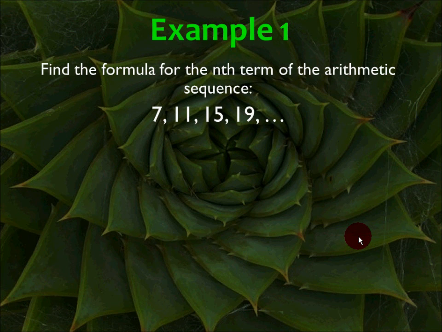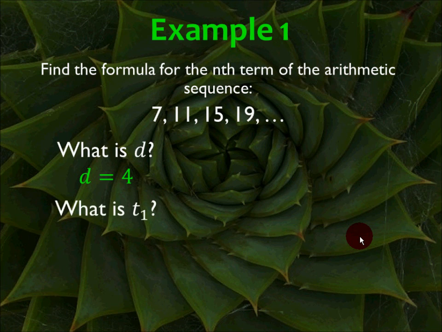Let's take a look at example 1. Find the formula for the nth term of the arithmetic sequence 7, 11, 15, 19, and so on. So we're going to use the formula, just plug things in. First of all, we need to figure out what the difference is. You can see quickly that the difference is 4. Next question, what's the first term? Well, that's easy, that's 7.